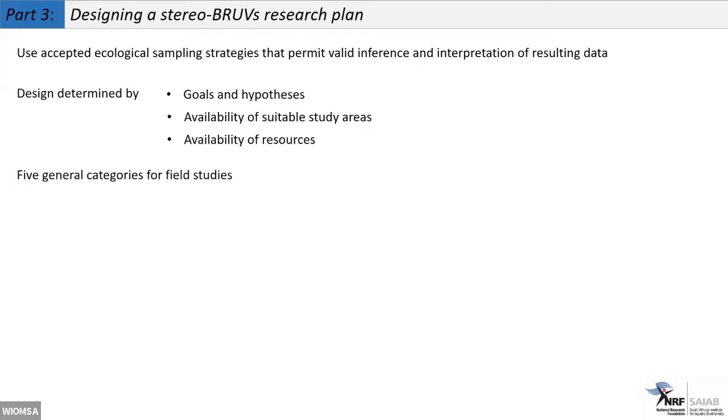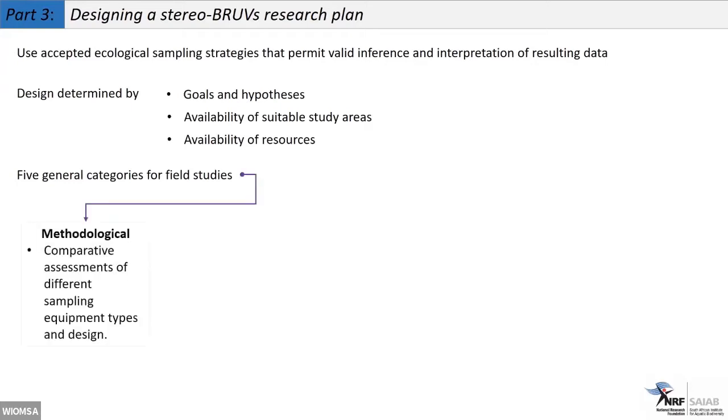There's a rapidly growing literature of BRUVs and stereo BRUVs research, but in general, the research can be grouped into five widely accepted classes. A large amount of research has gone into investigating the optimal design for BRUVs and stereo BRUVs, and trying to get a better understanding of the strengths and weaknesses of the data in relation to more widely accepted methods.